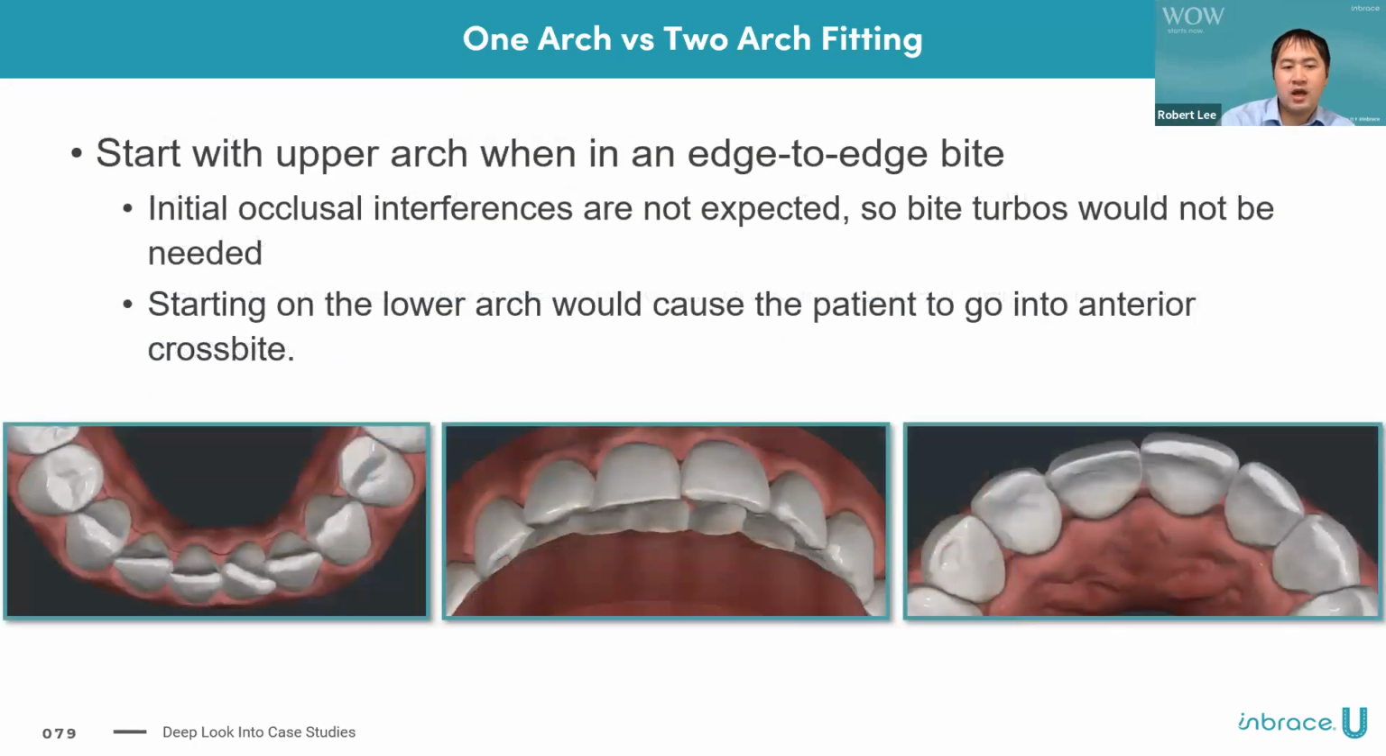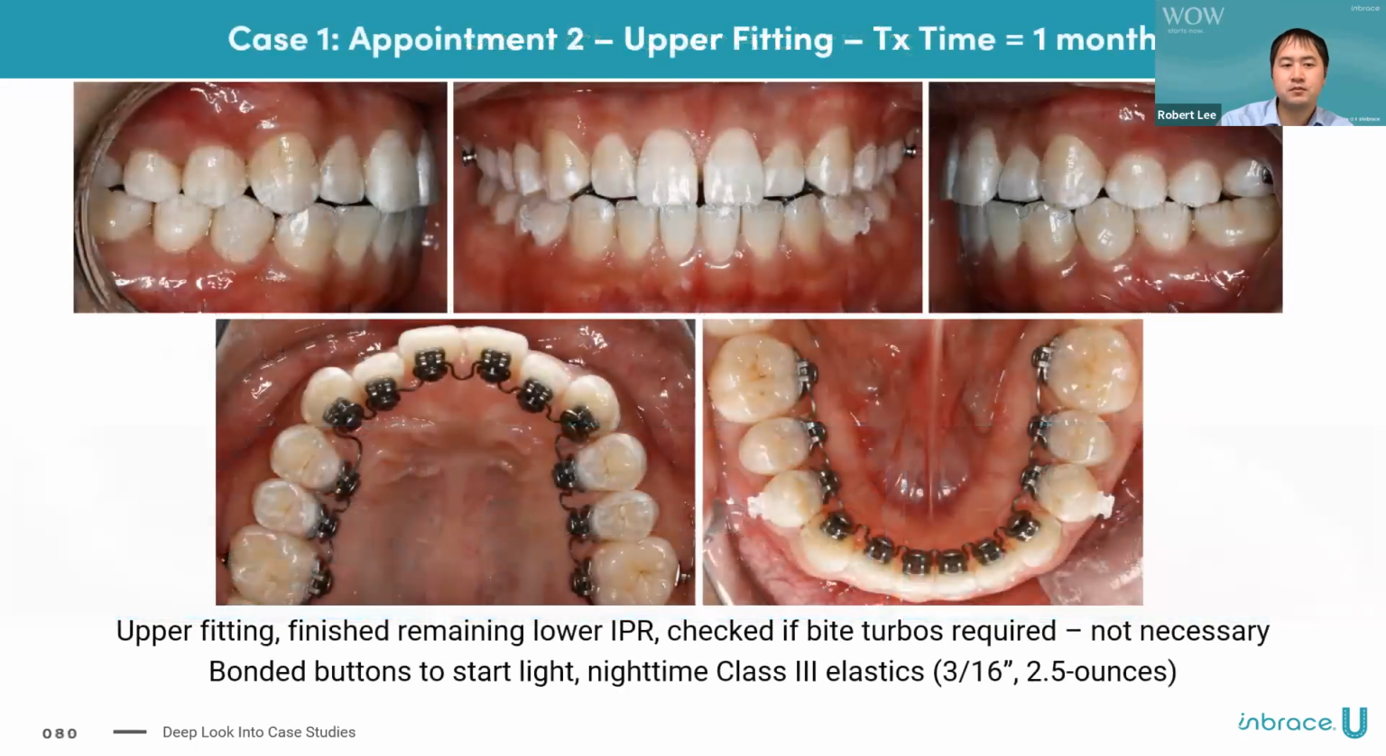Once in a while, though, if you have an edge-to-edge bite or certain situations where it makes sense to start with the upper, or the patient's demanding to start with the upper, that's totally fine. But particularly, I would say in your edge-to-edge bite situations, where if you were to go with the lower first you're going to go into a crossbite, that's when you would start with the upper fitting, especially when there are no occlusal interferences as well.